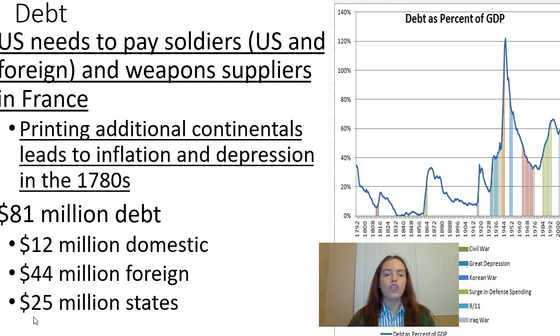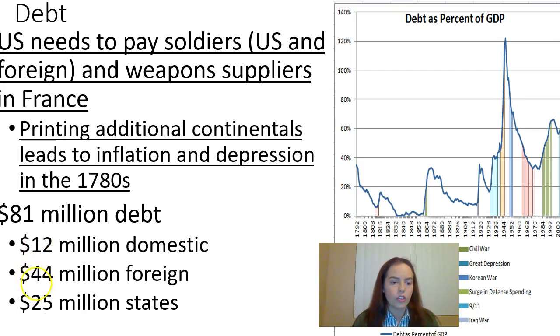And Congress's initial attempt to pay off these soldiers is to print out more money. But in printing out more money, or printing out more Continentals, this only led to inflation and a depression in the 1780s. Because by printing out more money and entering that into the economic system, you're really only decreasing the value of the money that's currently in the system. So by printing out these additional Continentals, this really only led to the value of American money to be almost worthless.